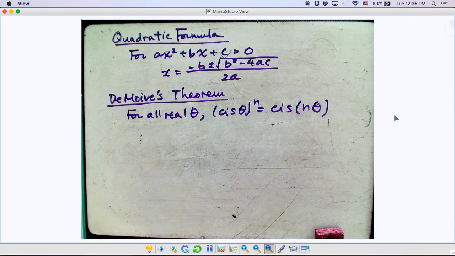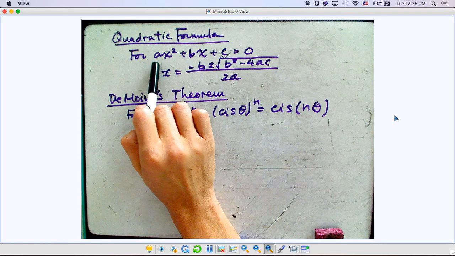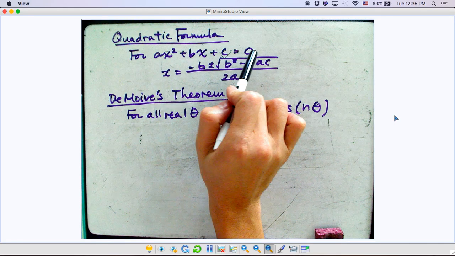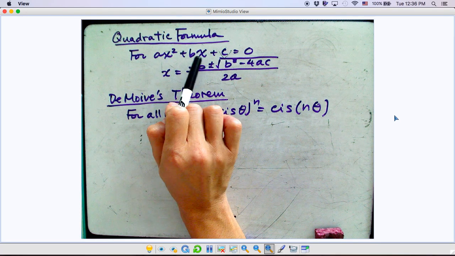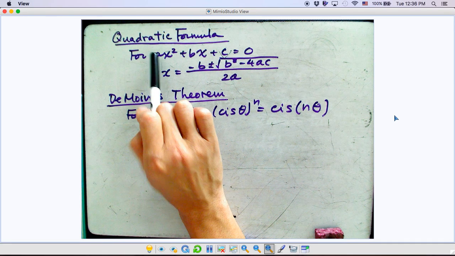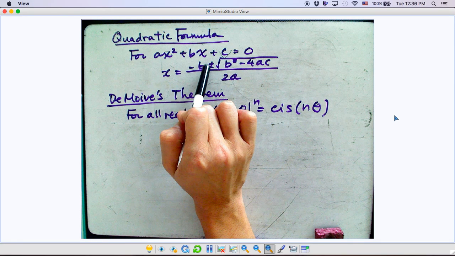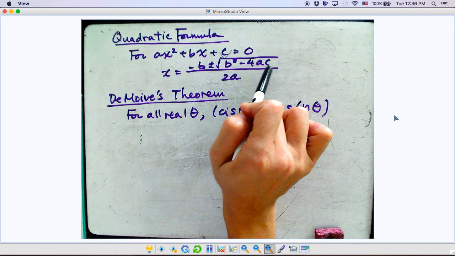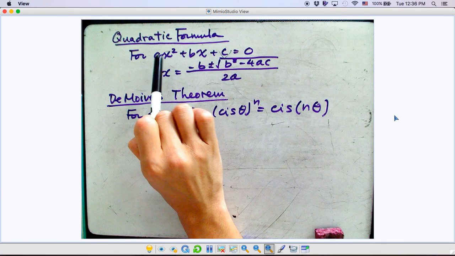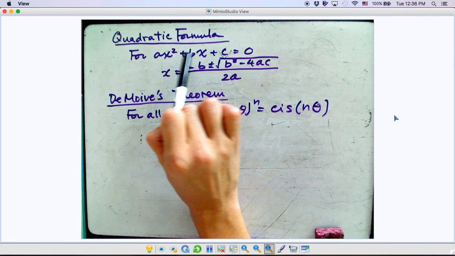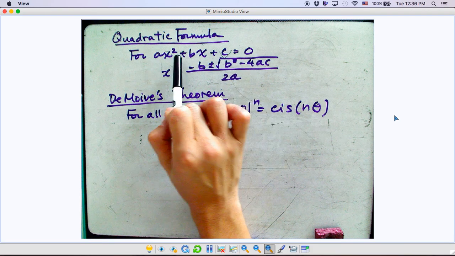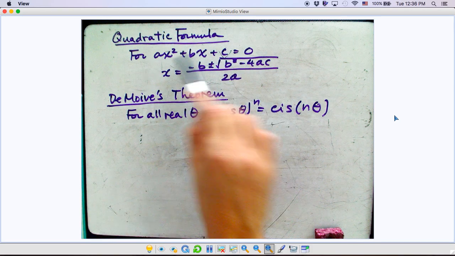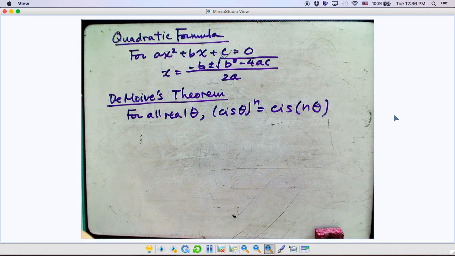For the quadratic formula, for any quadratic function ax squared plus bx plus c equals 0, we can find the number that we plug in for x to get 0 by this quadratic formula, which is x equals negative b plus or minus the square root of b squared minus 4ac, all over 2a. So if you have any quadratic, how can we find the number to plug in for x to make the left side equal to 0? We need to use this quadratic formula, and we can easily find those numbers.